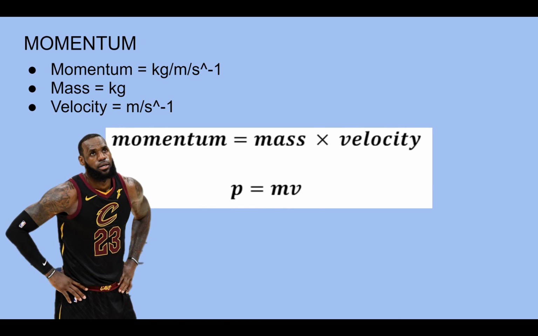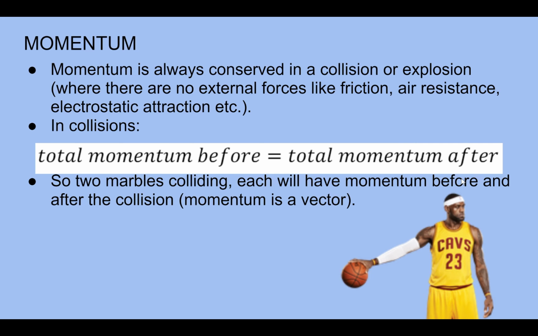So momentum is calculated by mass times velocity. The unit for mass is kilograms, and the unit for velocity is meters per second. Momentum is always conserved in a collision or explosion where there are no external forces like friction, air resistance, electrostatic attraction, etc.